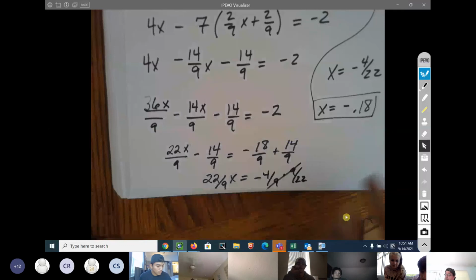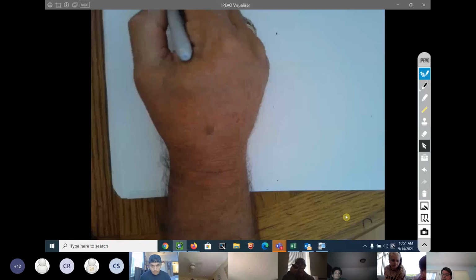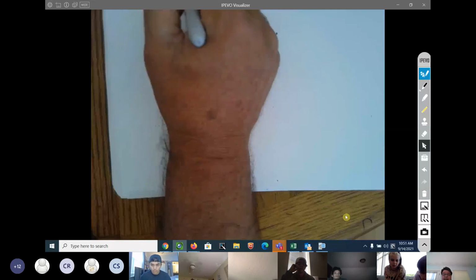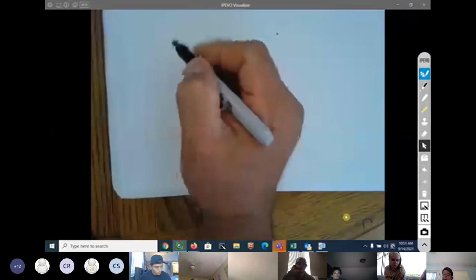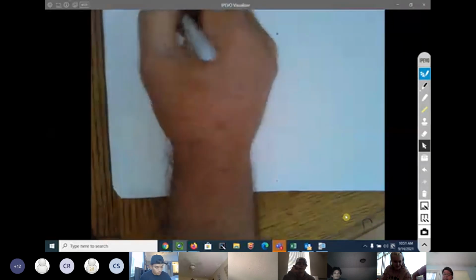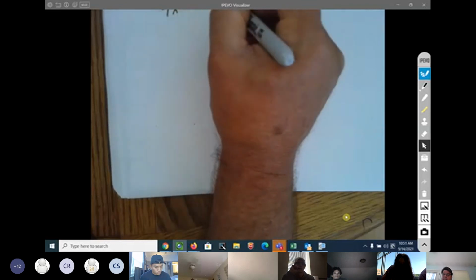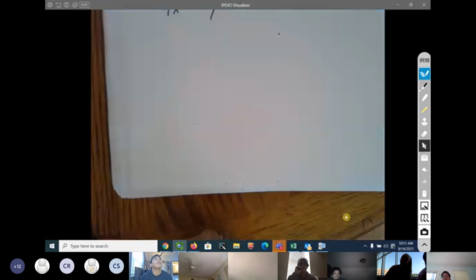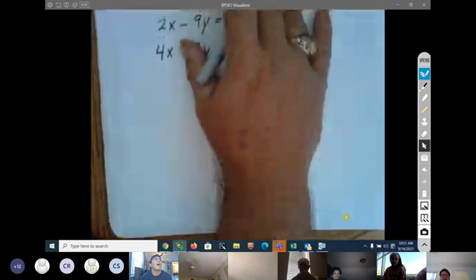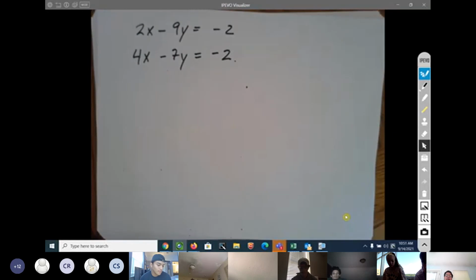All right. Elimination. Now this one I would use elimination on because 2x minus 9y is equal to negative 2, and 4x minus 7y is equal to negative 2. Can anybody tell me what they think I'm going to get rid of? The x, or am I going to get rid of the y?